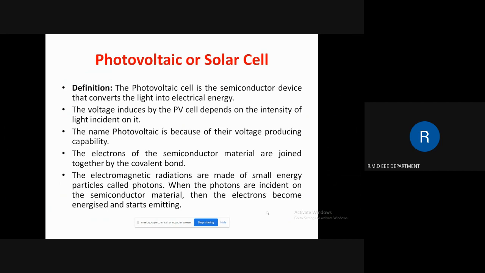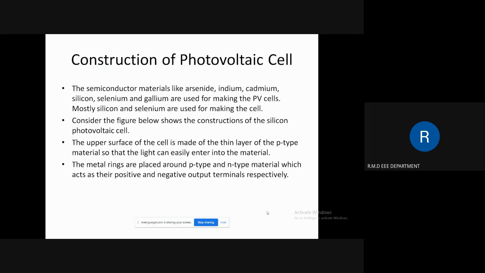When the semiconductor material absorbs heat, the free electrons of the material start moving, and this phenomenon is known as the photovoltaic effect. The movement of the electrons develops a current in the cell, and the current is known as the photoelectric current. Now the layers of the photovoltaic cell.